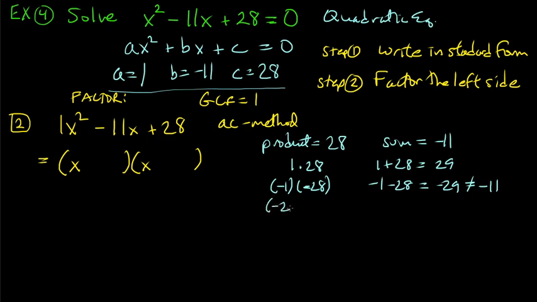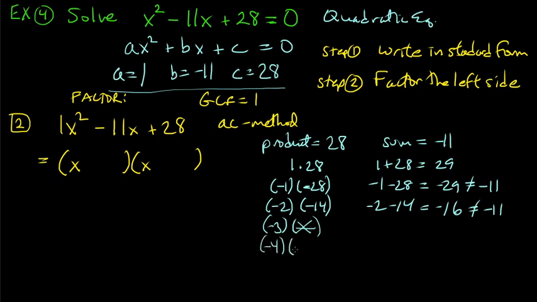So let's try negative 2 times negative 14. Negative 2 minus 14 is negative 16, still not negative 11. So now we can try negative 3 times... oh, it's not divisible by 3, is it? So let's ignore that because it's not a whole number. But we can divide by negative 4, and we get negative 7.